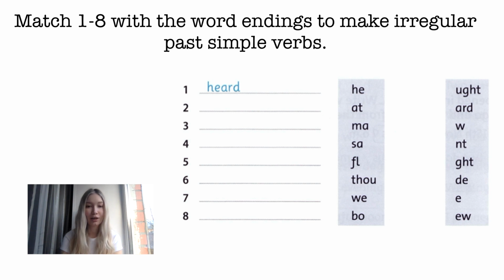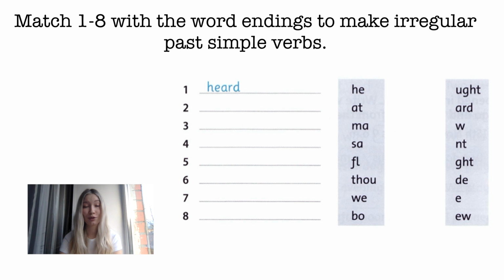So number one, heard. As you can see, we have the first half. У нас с вами есть первая половинка, he. And then we look for the second half. И затем мы с вами во втором столбике ищем вторую половинку. So it makes heard. И получается у нас с вами heard. Неправильный глагол. So please pause the video on pause, write your answers down in your copybook, and then come back and we will check your answers.